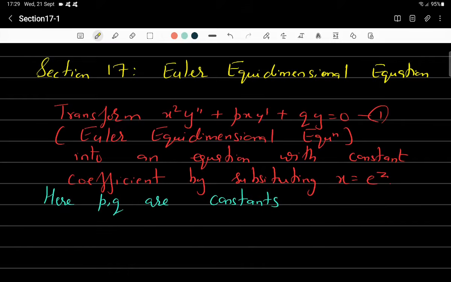Now we will see a very special form of the differential equation which is known as the Euler equidimensional equation, which looks like x square y double dash plus pxy dash plus qy is equal to 0, where p and q are constants. This equation is known as Euler equidimensional equation, and we need to transform it into an equation with constant coefficient by substituting x is equal to e raised to the power z. You may ask why x is equal to e raised to the power z. That we will discuss in the next class, where we will transform any general equation into an equation with constant coefficient.